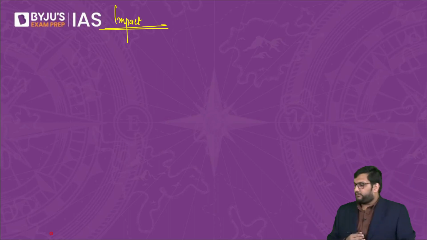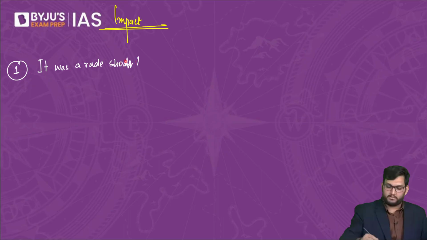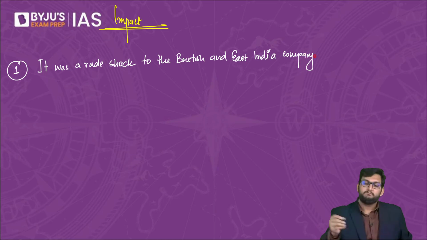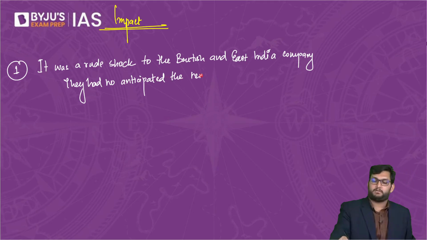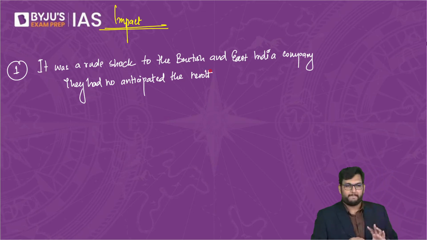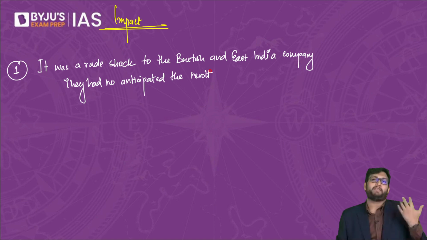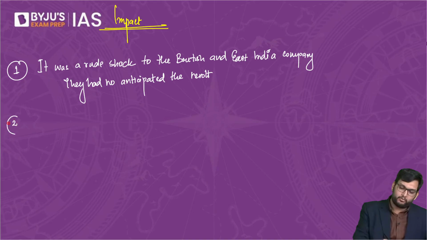So the first major change or impact is that it was a rude shock to the British and the East India Company. They had not anticipated the revolt. First, they had no indication. It was so spontaneous that the British never had the idea that the Sipahis could do something like this and create a much bigger movement. So it's a rude shock. They have no idea what actually happened. That is why it will take them 2 years to figure it out.